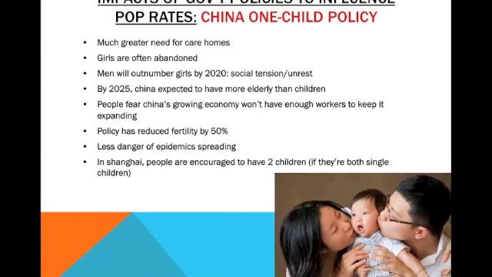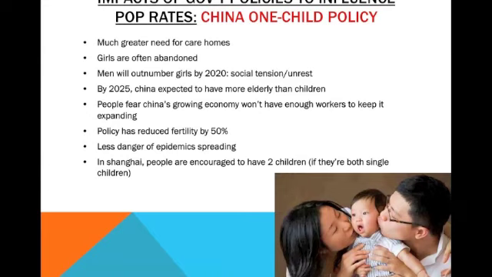Also, it's estimated that men will outnumber girls by 2020. Remember, it's 2020. So there will be more men in China than there will be women. So this will lead to social tension or unrest because there are not many girls, there are many guys. So the guys will be competitive, because they know that at the end of the day, not every single guy will be able to have a Chinese wife. Because it's just not statistically possible.